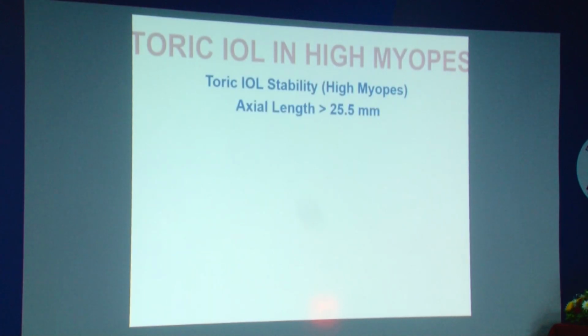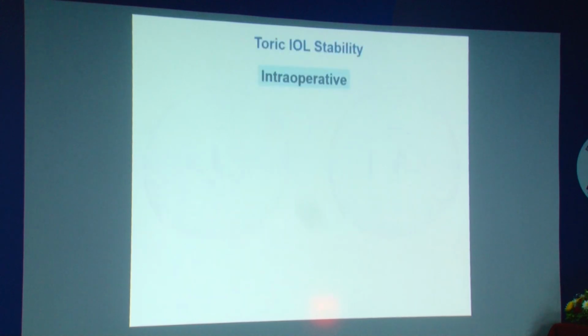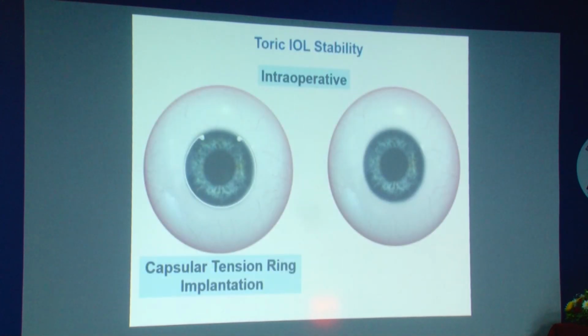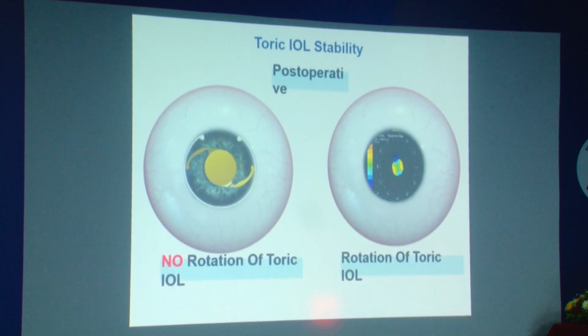Toric IOLs and high myopes, it's very important to understand that patients with a large axial length, especially the ones above 25 millimeters, have a large bag, and peer-reviewed literature has proved there's poor toric IOL stability. So it's ideal in these cases to consider using a CTR to prevent the toric IOL from rotating in the post-operative phase.